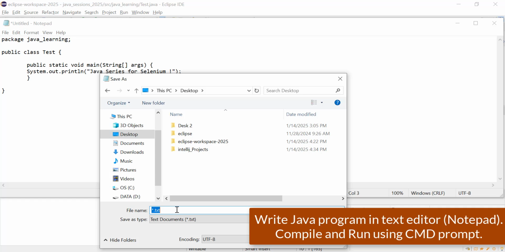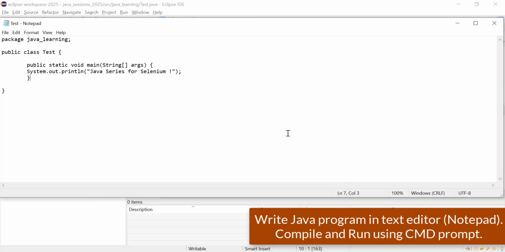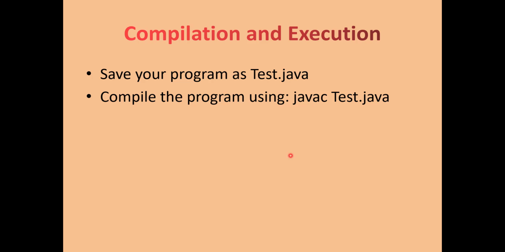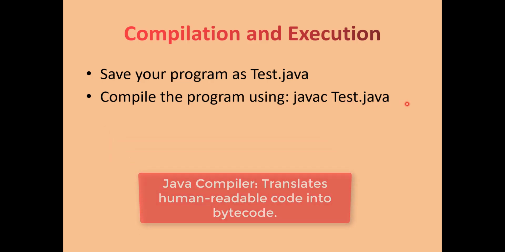I will give the name as Test, which is the class name you need to provide. Class name dot java is our extension. For save as type, you need to select all files. Click on save. Now you should be able to run this Java file. If you have created it using an editor, you need to compile the program using javac Test.java. That means javac, then you provide the class name dot java. This is our Java file name.